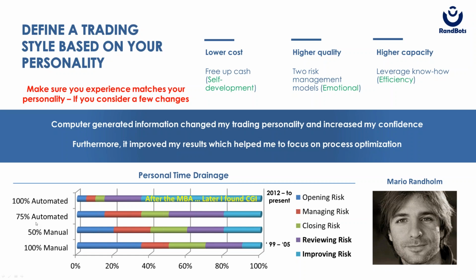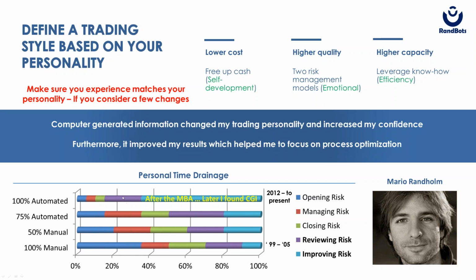As I progressed, I went 50% manual, and then I went to 75% automatic. And in the last years, since 2012 to the present, I'm doing all my decision matrix automatically. And this has changed the way I use my time. This is especially after the MBA, because I learned about computer-generated information and how to take advantage of this. So as you can see now, I devote very little time to entries, managing, and exits.